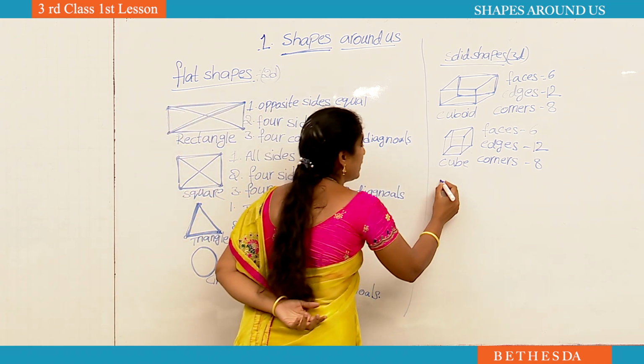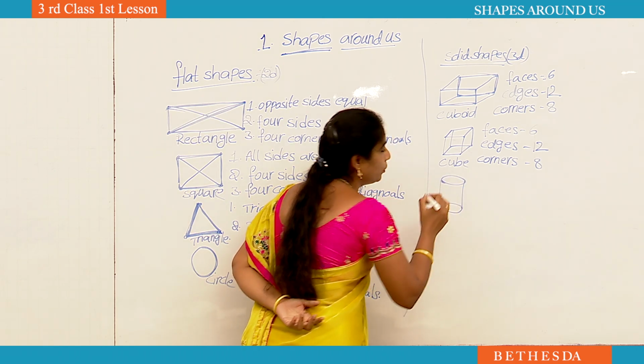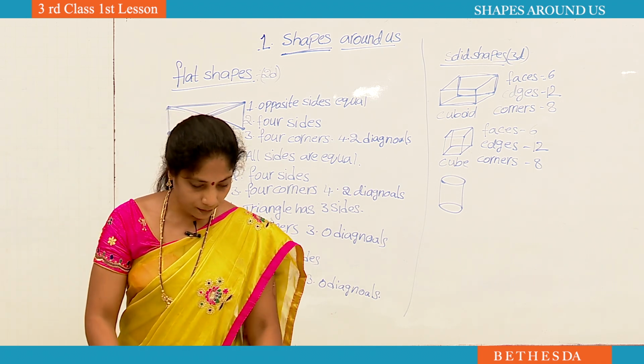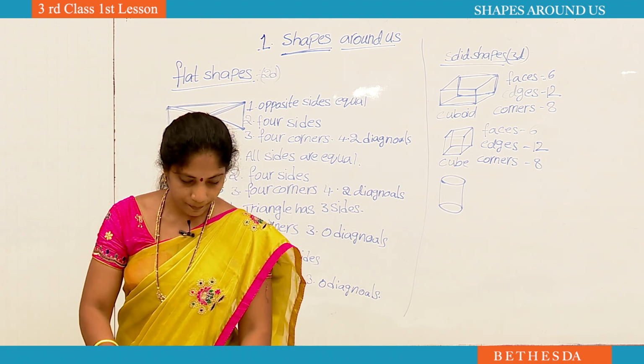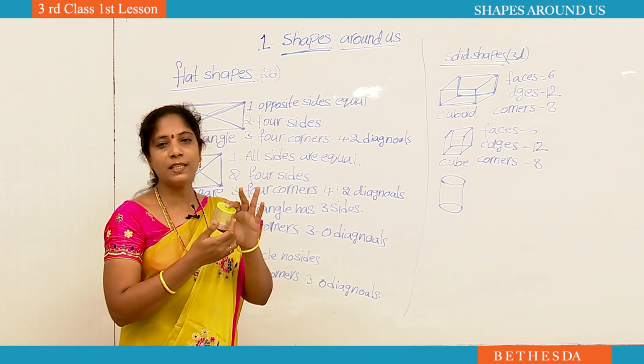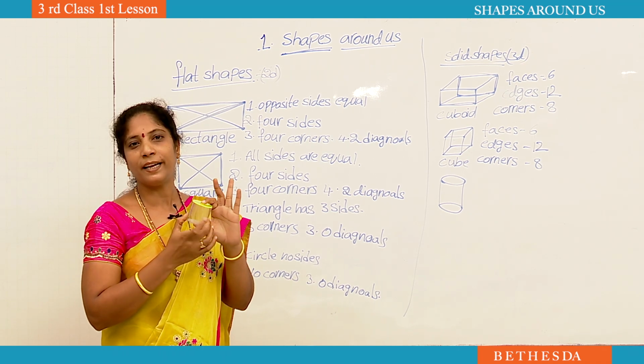Now, next one is the cylinder. Did you observe this shape anywhere? I think you can observe this shape in your kitchen. Yes? Okay, I will show this. Okay, this is the cylinder. You can observe a cylinder.